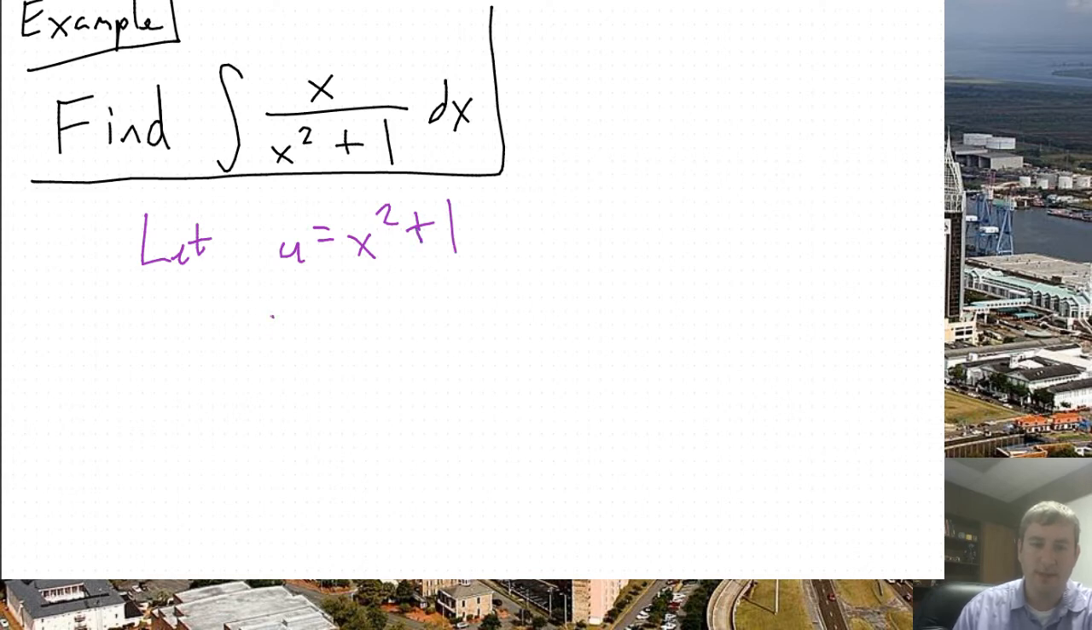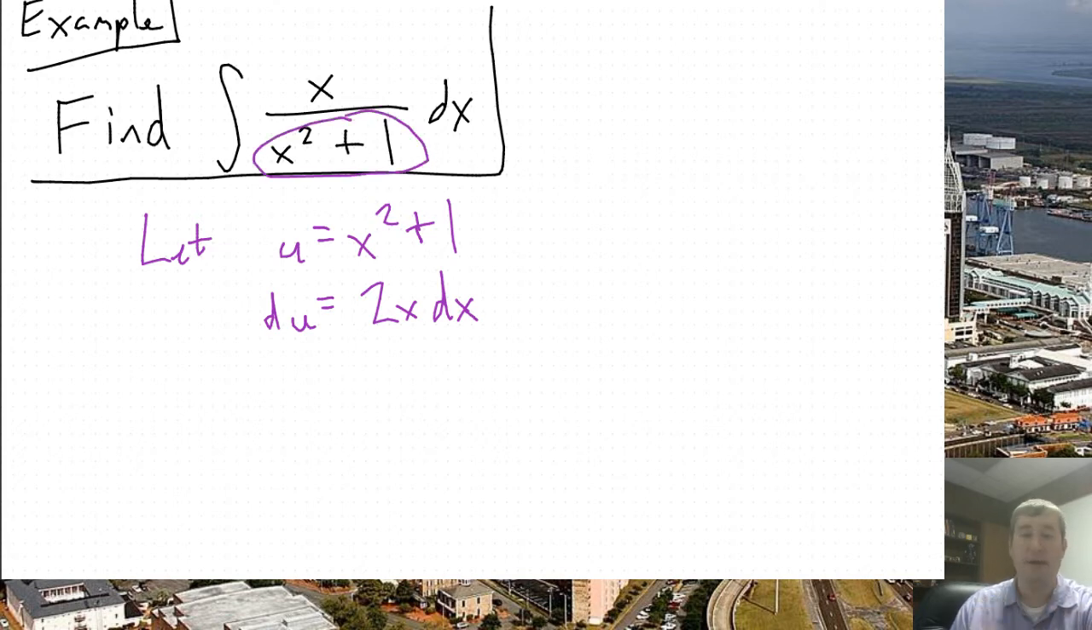And then the derivative would be du equals 2x plus 0 dx. And so I've got the x squared plus 1. I'm going to replace that with a u. However, notice that I don't have 2x dx in the original problem. I only have an x dx up here. So that's okay though. If it's just a constant multiple difference, then that's no problem at all.